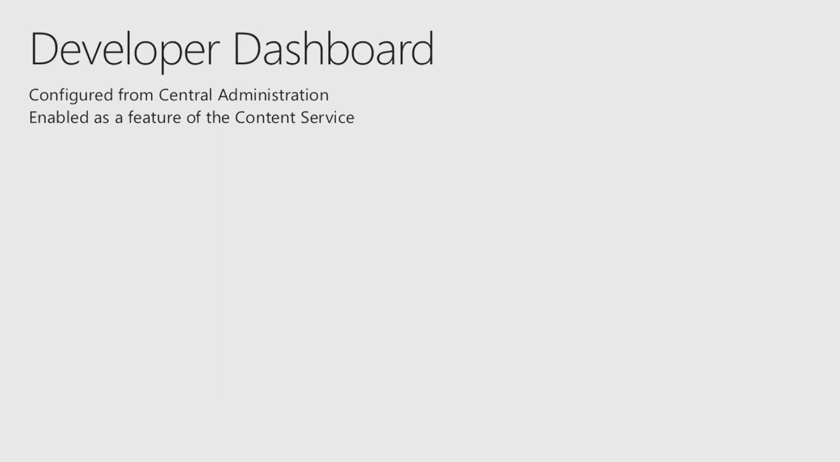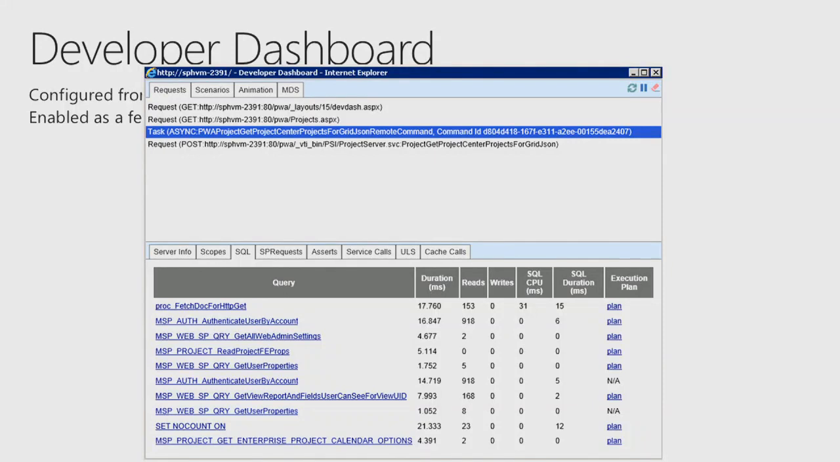Developer dashboard can be configured from the central admin. It's enabled as a feature of the content service. It allows you to catch things like web requests. So on this page, this is what happens when you browse to Project Center. These are the requests. And then I just showed the SQL calls and how long they took, the name of the sproc, duration. To get the data you need to create a usage DB, WSS logging, and that aggregates all the data from the logs, and they are inserted there.